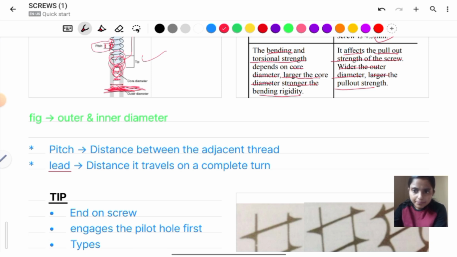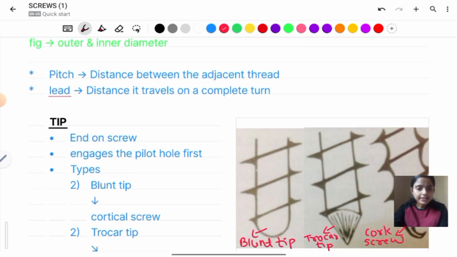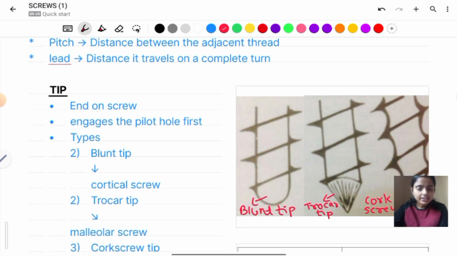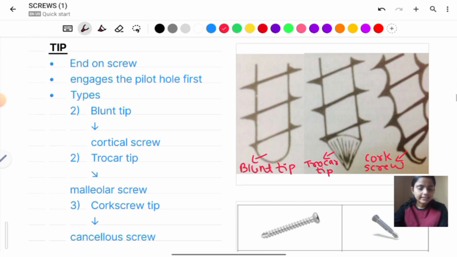Now, the tip. Tip is the end of the screw. It engages the pilot hole first. And the types of the tip.